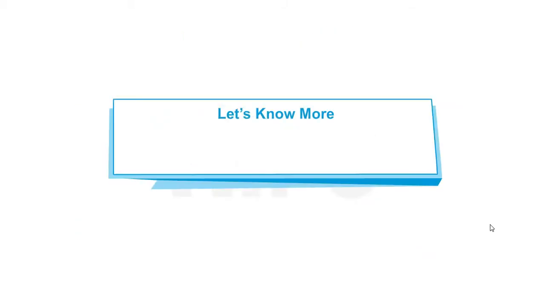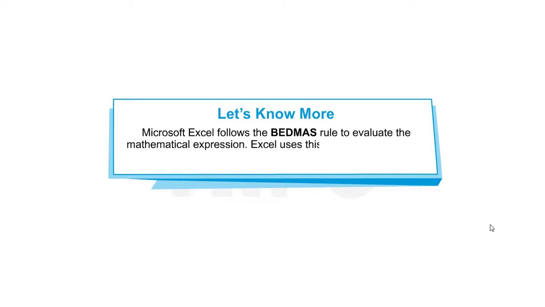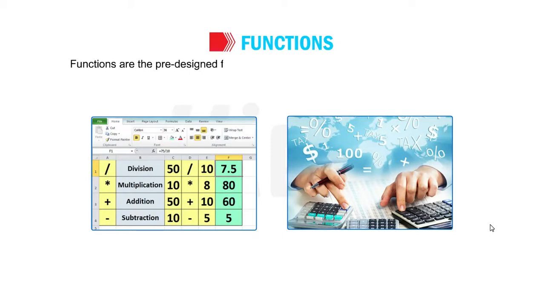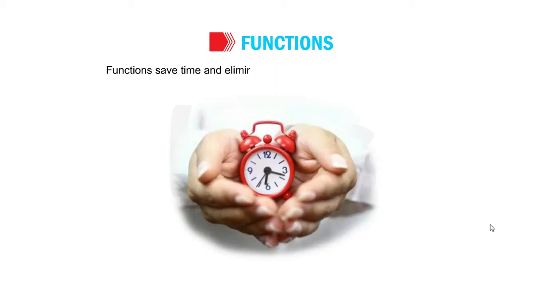Students, let's know more. Microsoft Excel follows the BEDMAS rule to evaluate the mathematical expression. Excel uses this method automatically when a formula contains more than one operator. Let's now talk about the functions. Functions are the pre-designed formulas in Excel to perform both simple and complex calculation. Functions save time and eliminate the chance to write wrong formulas.